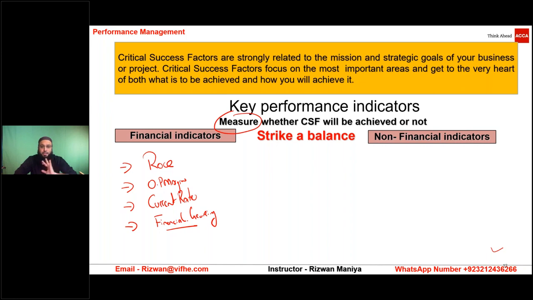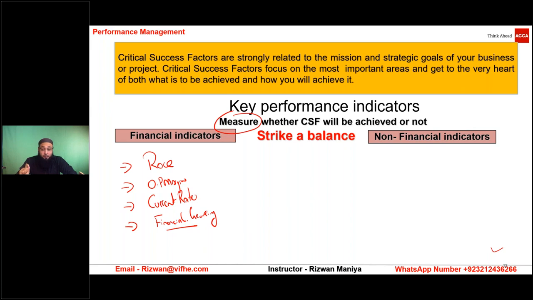I'm sure you know about all these things, because these are the financial indicators that you use to check the performance. So whether we are achieving the CSFs or not, we have financial performance indicators. And there is a big list of that.